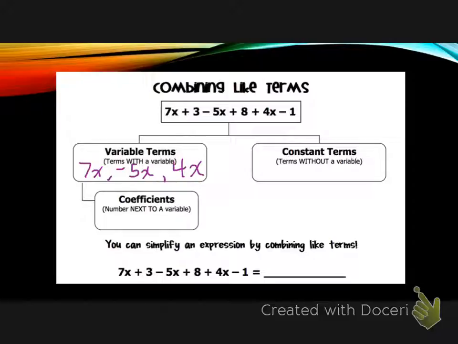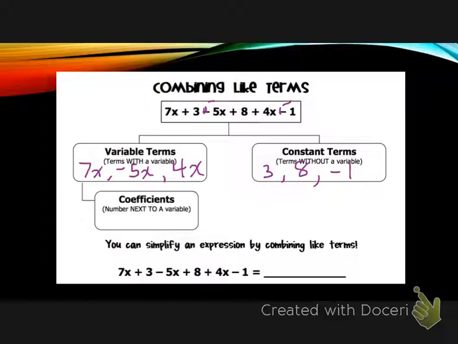Now your constant terms, these are terms without a variable. So in this case it's 3, 8, and again the negative sign stays with it, it's negative 1. If it's easier, you may just make everything addition. So to make it addition, it becomes a negative 5x. Addition, it's a negative 1.